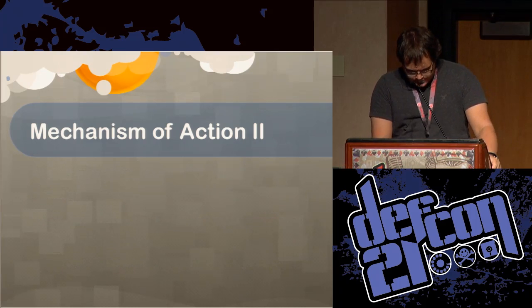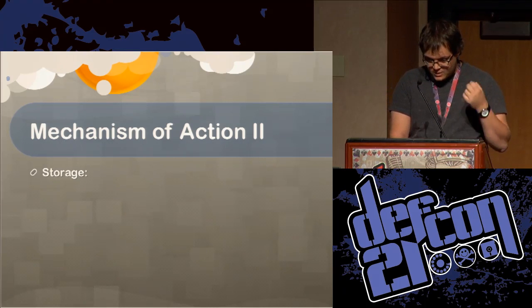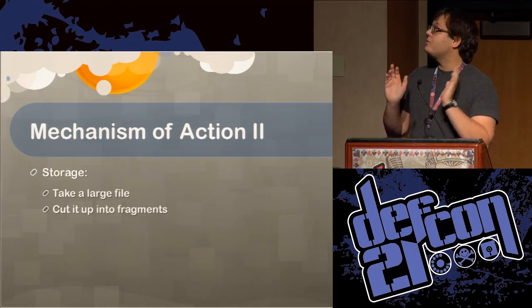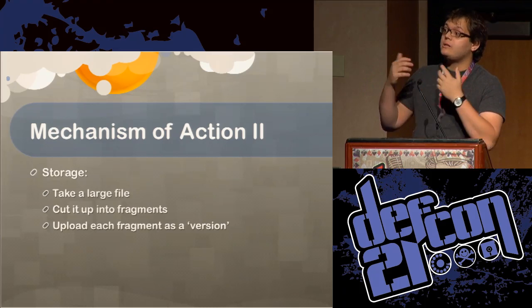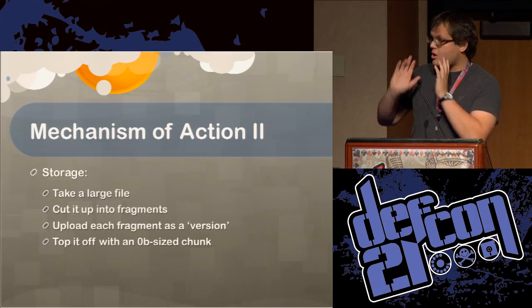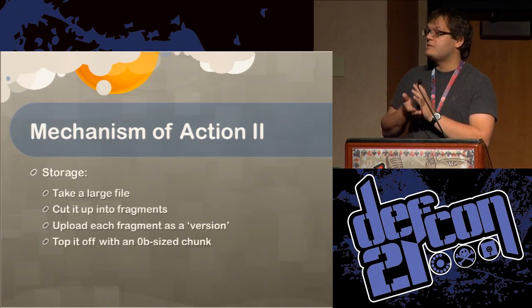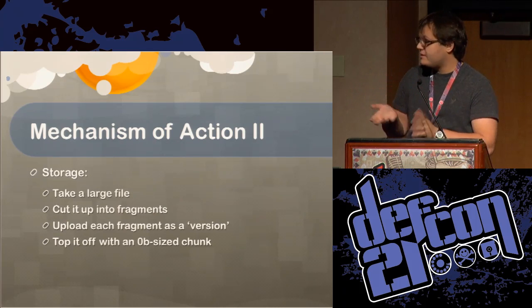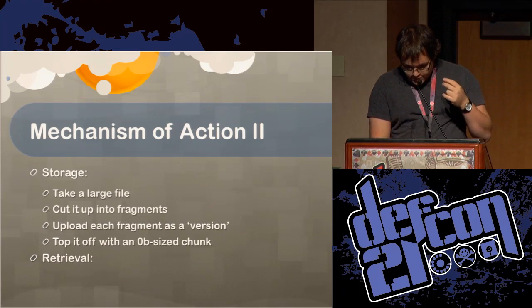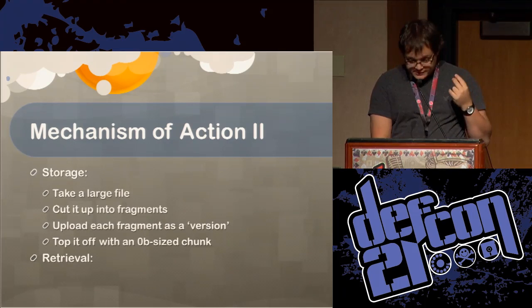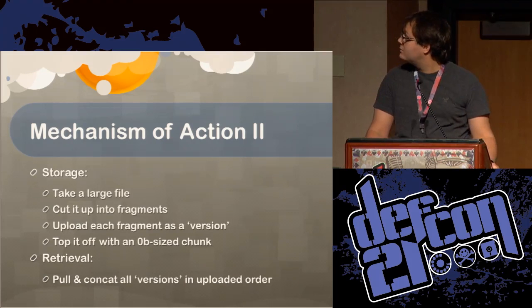So what this tool does is, when we're doing an upload of a large file, we take a large file and we cut it up into several smaller fragments and load these fragments as different versions of some arbitrarily new file. And then we top it all off with a chunk of zero size. This way our quota accounting mechanisms see this as a zero size file despite having that history backup. So retrieval is very easy if we use this process. All we have to do is pull all the versions and glue them back together with cat.